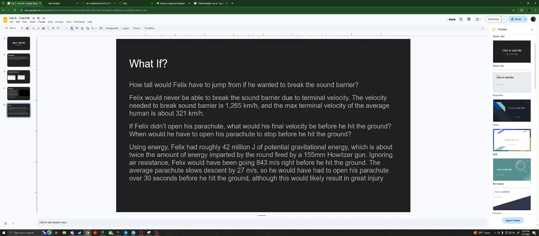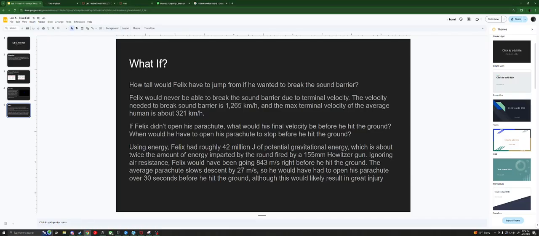So I used this energy, ignoring air resistance, to find how fast he would have been going using kinetic energy, since right before he hits the ground it would all be converted into kinetic energy. He would have been going about 843 meters per second right before he hit the ground, which shows how much further my model extends the free fall.